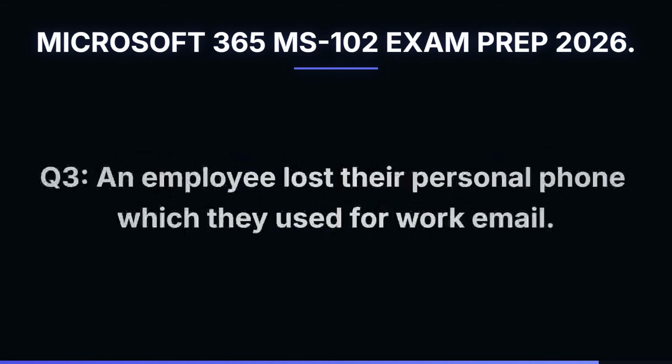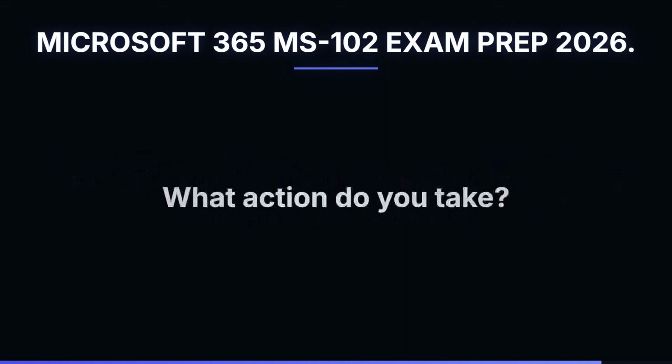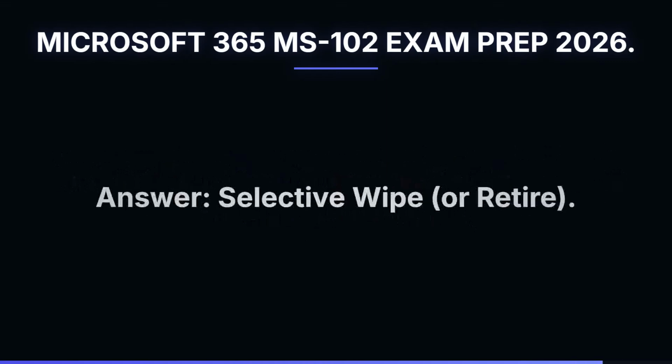Q3. An employee lost their personal phone which they used for work email. You want to remove only the work data. What action do you take? Answer: selective wipe or retire. Explanation: this removes corporate apps and data but leaves personal photos and apps alone.